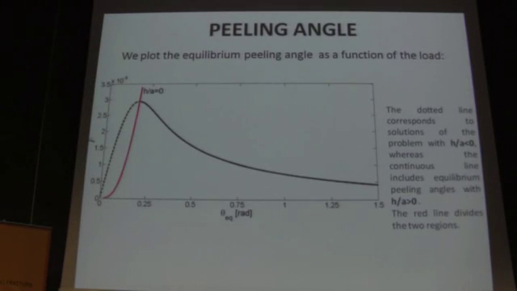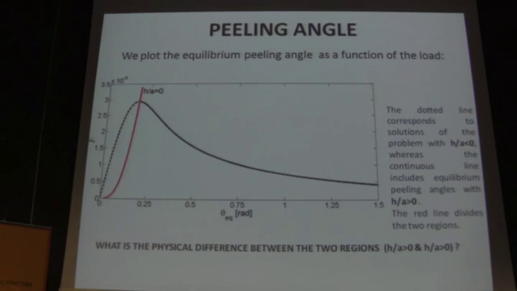You observe in this case the peeling angle in equilibrium condition as a function of the load. We observe on the left the solution with the line that corresponds to negative values of h, and on the right we have the continuous line that is referred to values with positive h. The red line is h equal to 0. And now the crucial question: what is the physical difference between these two regimes?